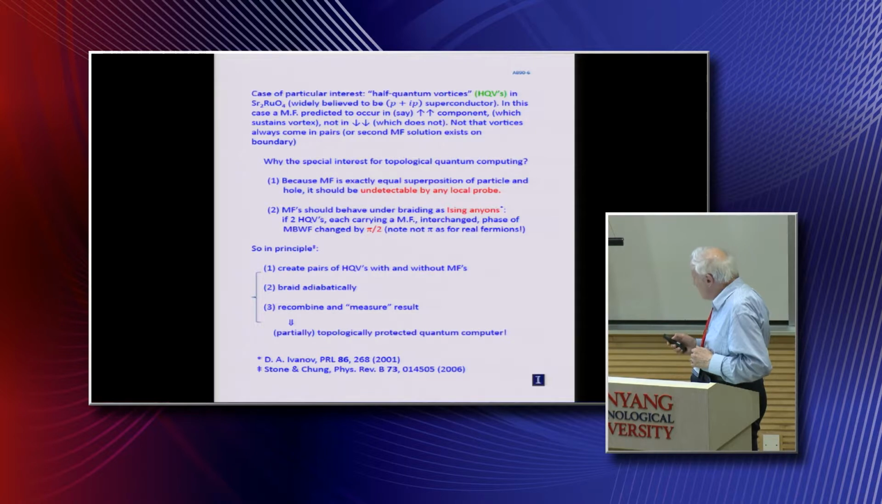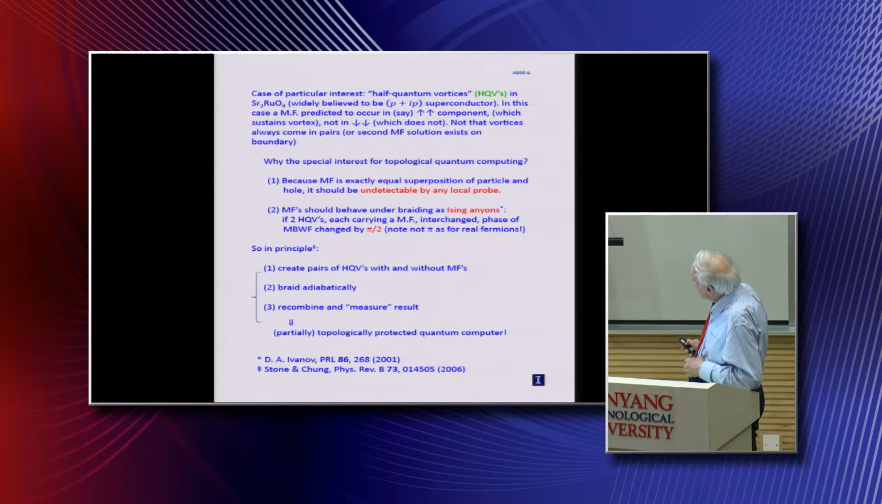So why are these beasts so useful, or thought to be so useful, for topological quantum computing? Well, first of all, a Majorana fermion, at least within the mean field theory, is an exactly equal superposition of an extra particle and an extra hole. And therefore, well, not just therefore, there's a little more argument, but because of this, it is protected against being detectable by any kind of local probe.